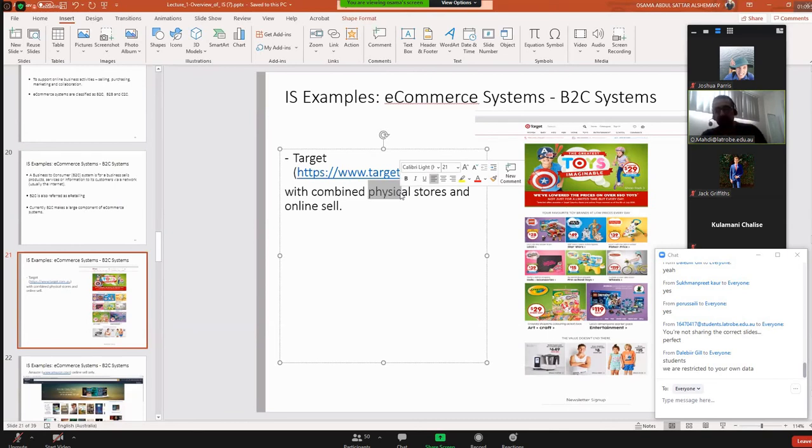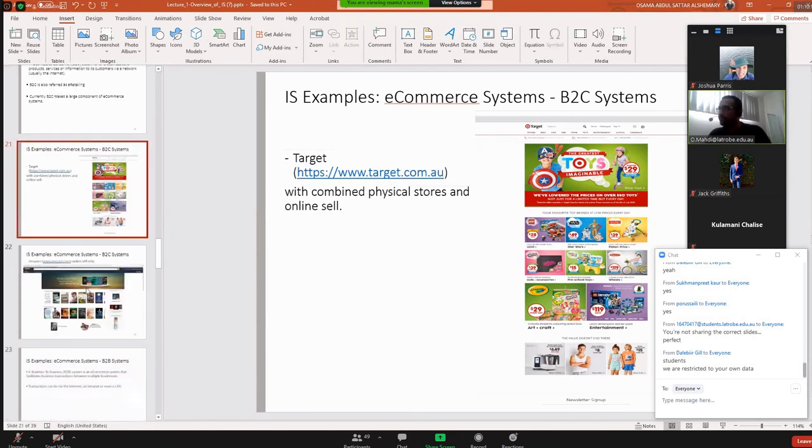Another example that provides online business to customer could be Coles or Woolies. All of these nowadays have a business to customer system. So you can select the products online, and then get them delivered to your home or to your address, wherever you are.